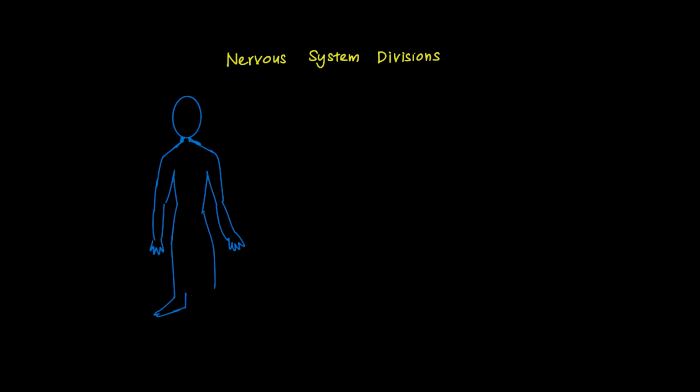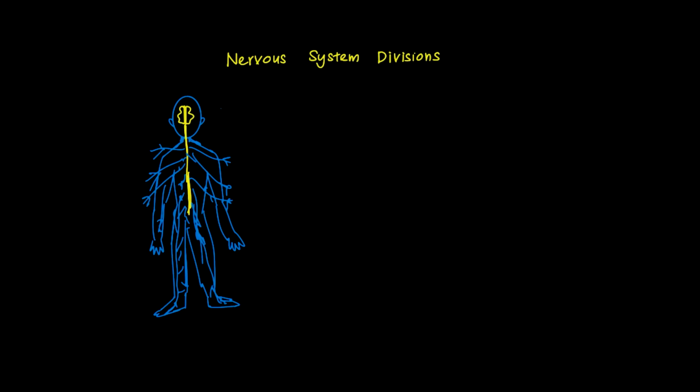Time to talk nervous system divisions. The question describes messages travelling from an injured hand to the brain, then the brain sending signals back. It asks which division contains the brain and spinal cord. That's the central nervous system, or CNS. The nervous system splits into two main parts. The central nervous system is your command centre.